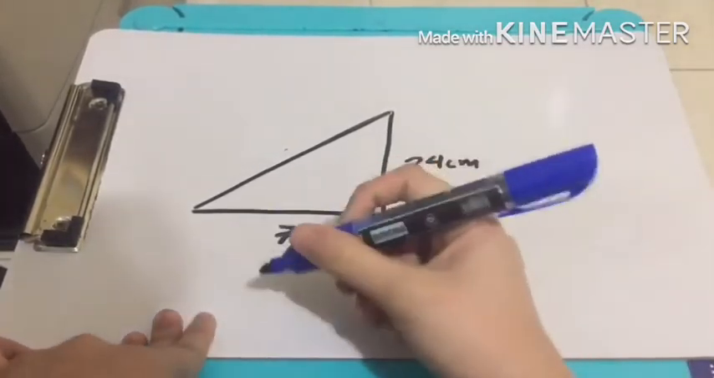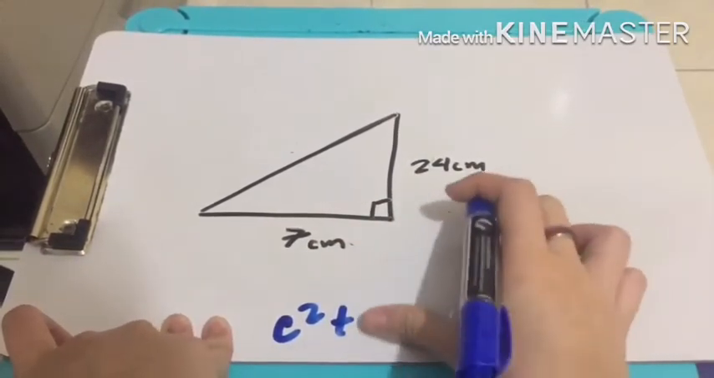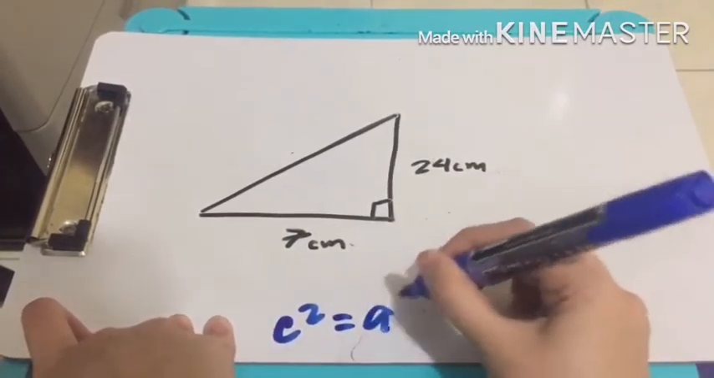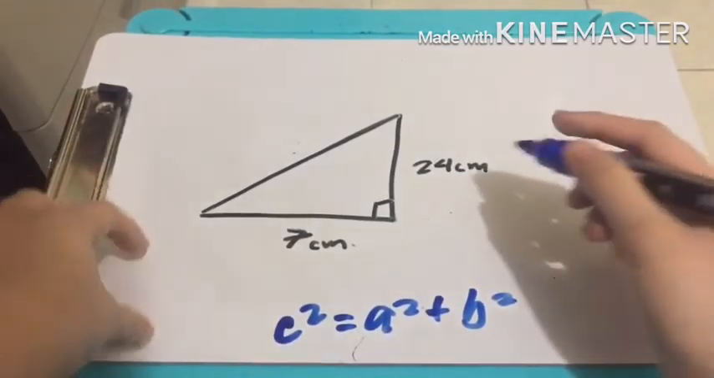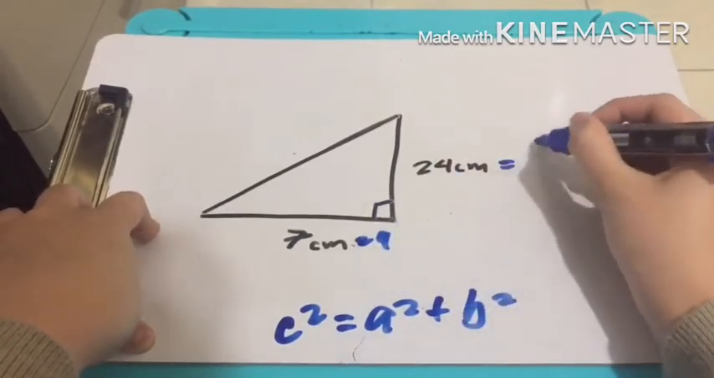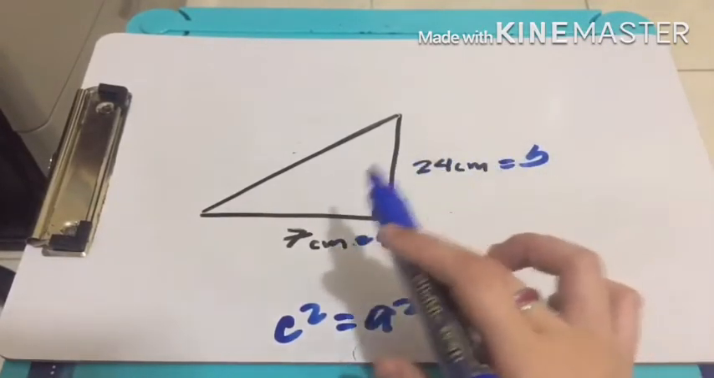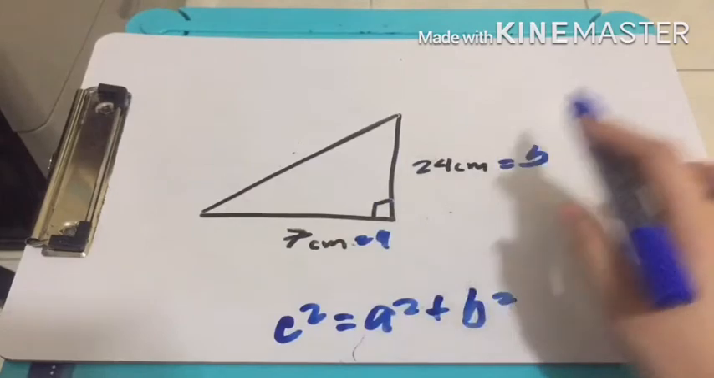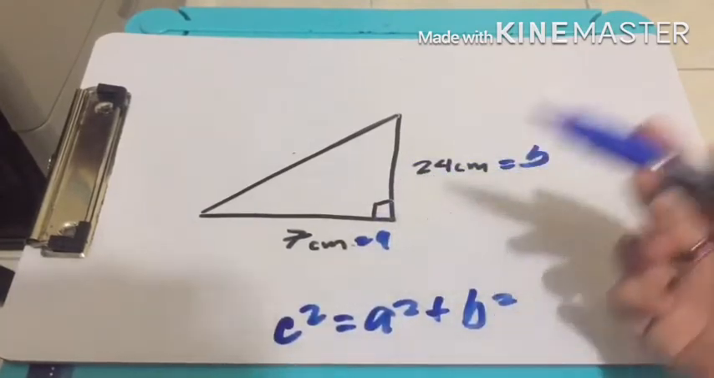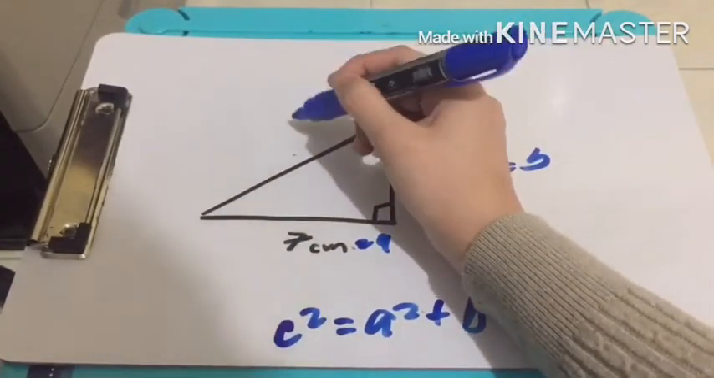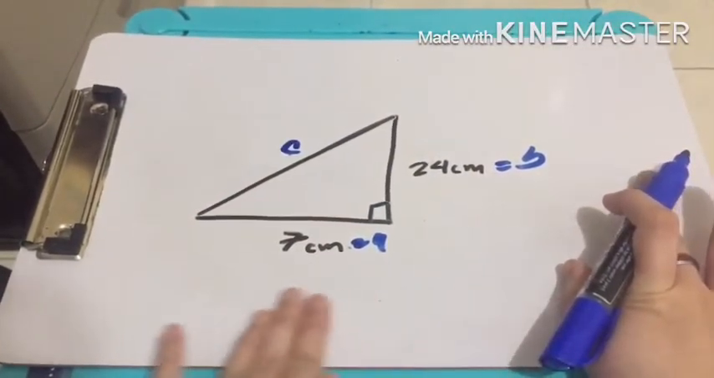So let's write our formula here for reference. Our c squared is equal to our sides, which is represented by a plus b, and then we can name these two as a and b here, but note that this can be interchangeable, meaning that our 7 centimeters can be b and our 24 can be a. Now since our c is represented by the hypotenuse, you can write c there. So let's get on with the solving now.